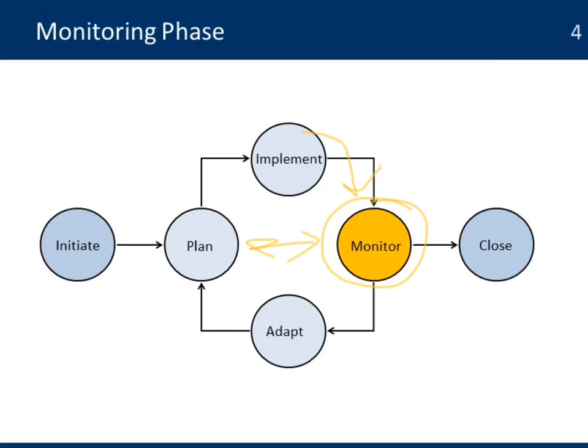If there are changes, then we need to move that information to the adapt phase where those changes are going to be analyzed. There are going to be some corrections and approvals so that we can have plans that in the next cycle can fix those problems.